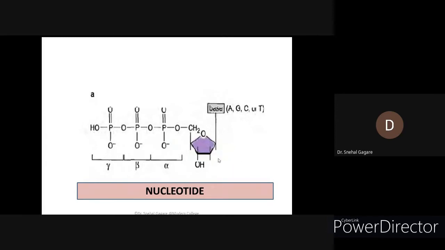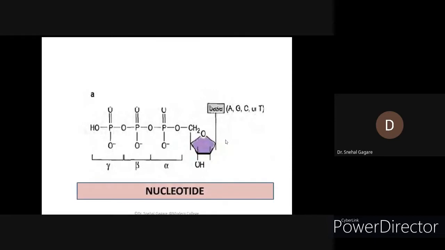This sugar is deoxyribose because it does not have oxygen at the 2 prime end. So this is the sugar, and this is the phosphate molecule. 3 phosphate molecules, 1, 2 and 3, named alpha, beta and gamma. This is the structure of a typical nucleotide. So this forms the sugar phosphate backbone of DNA, and the base is forming hydrogen bonds.